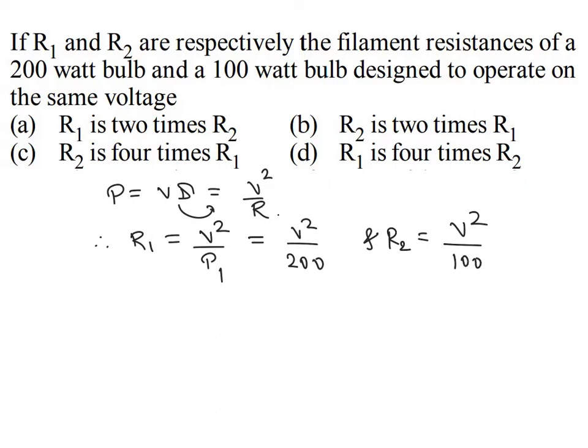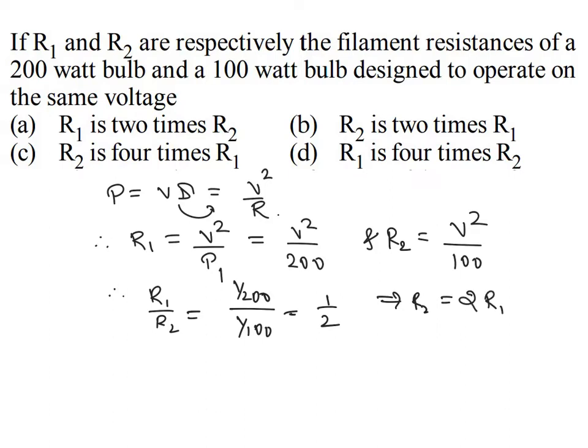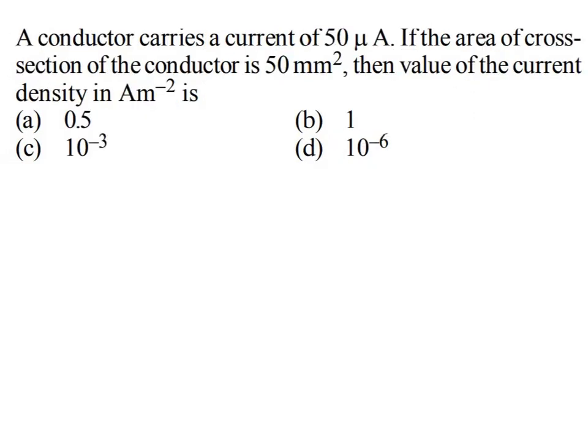So that's the reason why I can say that R1 divided by R2 must be equal to, I am taking the division of those two, V square gone, we are left with how much here? 1 divided by 200 divided by 1 divided by 100 will give you 1 by 2, correct? So it implies R2 is equal to 2 times R1. So option B is the right answer for this question. Move to the next problem now.